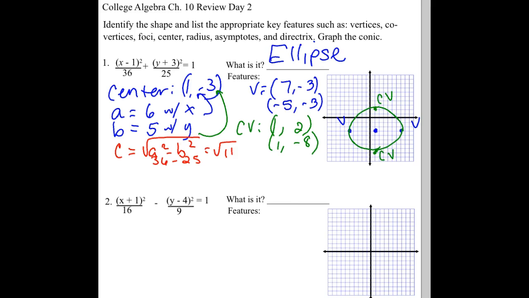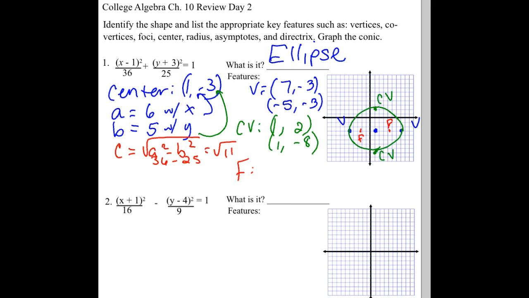Okay, so we can mark on our graph, we're going to move a little more than 3 spaces in the same direction as we did for vertices. So we'd have a focus around there, and about there.